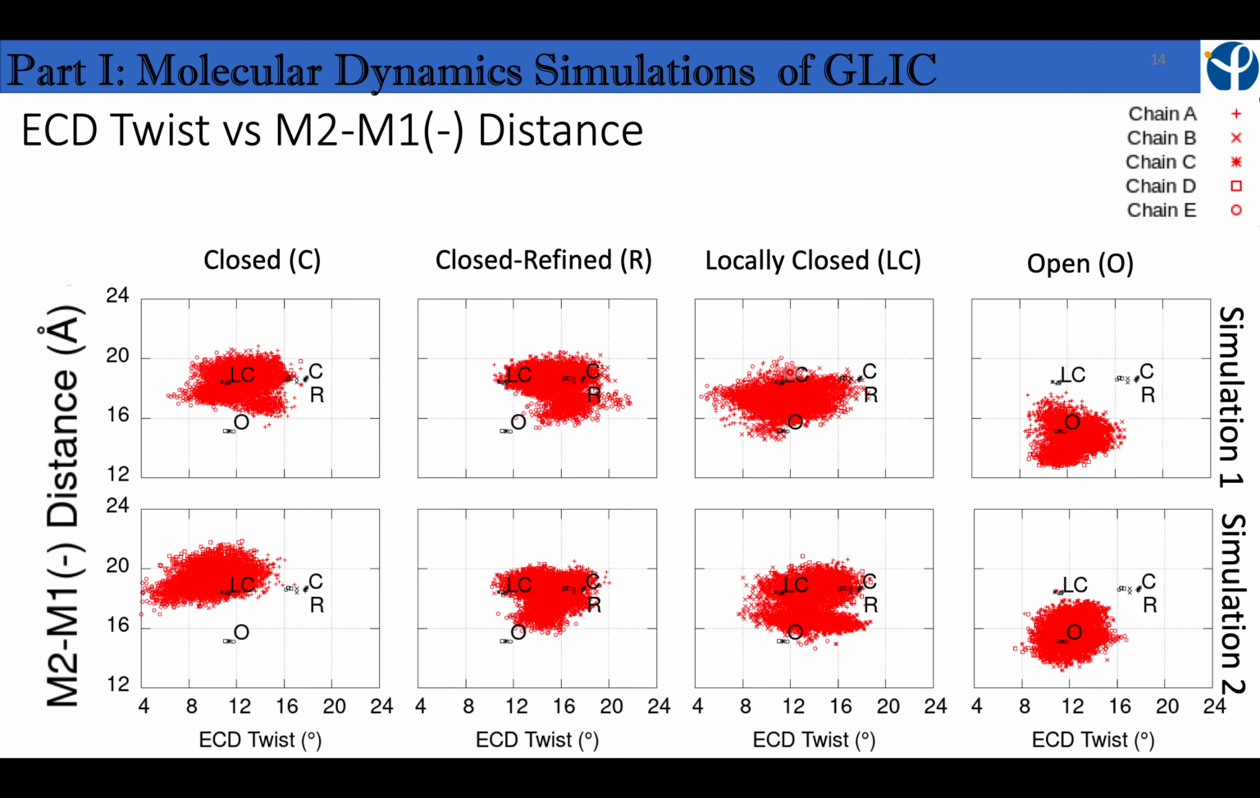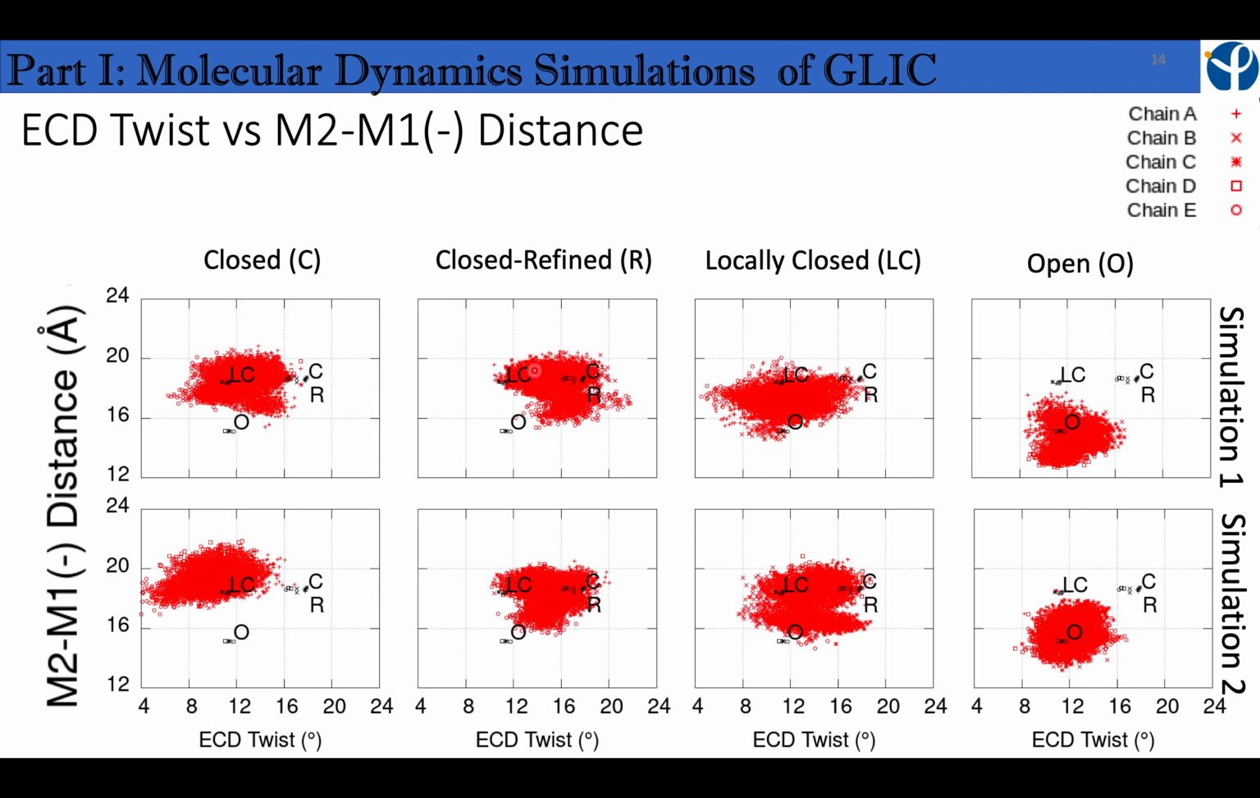You can see that it can go, but there is an important point here. All chains do not move toward closed, and only some individual subunits can move. Interestingly, in the second simulation set, you can see that it can even move toward the open state also. I mean that the M2 M1 minus distance also is changing, but again, only in some individual chains.